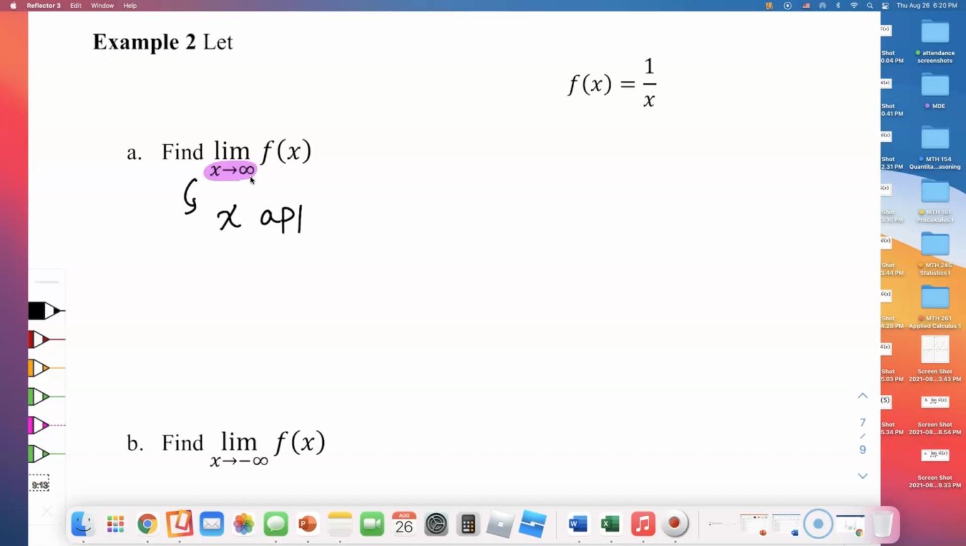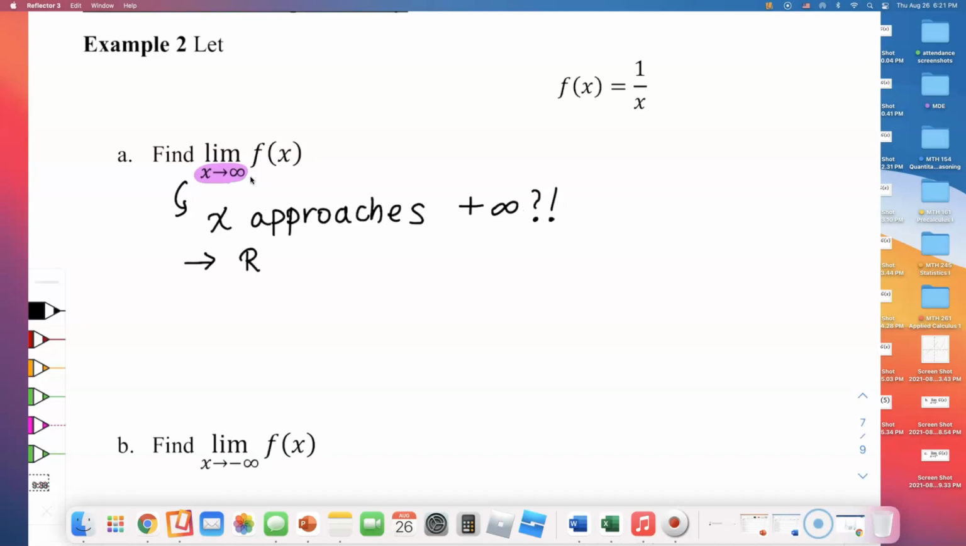X approaches positive infinity. What does that mean? Now that means x is just going to get really, really, really big, right? And where do we find these big numbers on the number line? To the right. So what they are asking over here is the right end behavior of this function f of x.